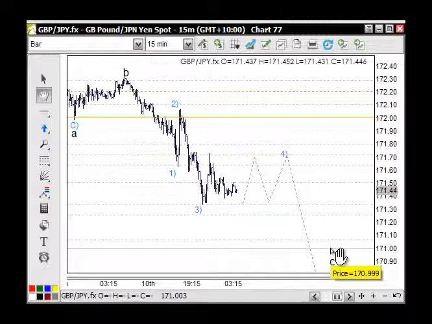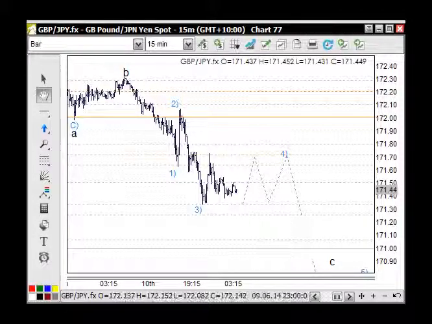which is the 50% retracement level there, and 170.65 is the 61.8. So the daily indicators are suggesting even further down. So let's just see how it looks once it's down at the 171 area.